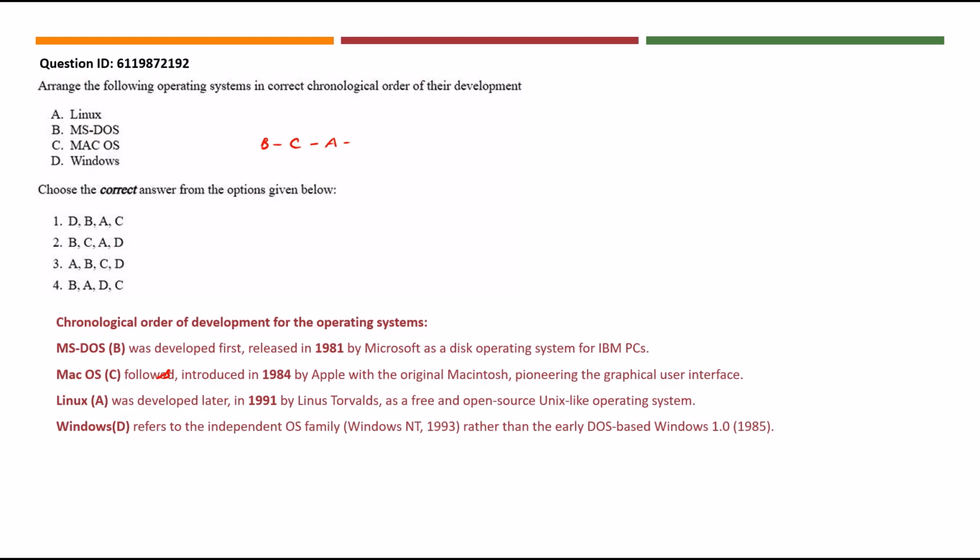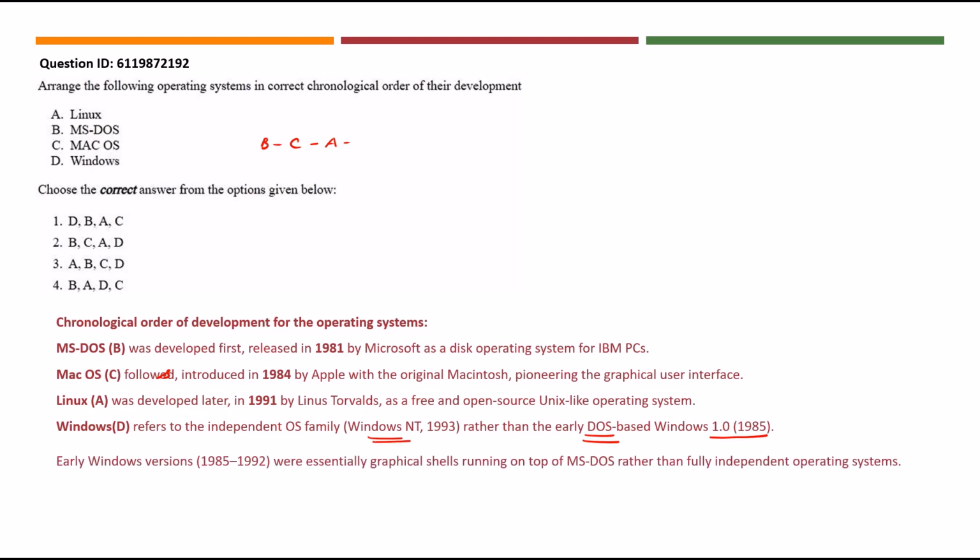4 years after MS-DOS was released, they developed a graphical user interface version, maybe followed by Mac OS, and named it as Windows 1.0. But this Windows is not an independent operating system which we work now. It's just an upgraded version of DOS. Though the name carries Windows, it is still DOS based OS only. So the Windows version that was released in 1985 belonged to the DOS family and not to the Windows NT family here.